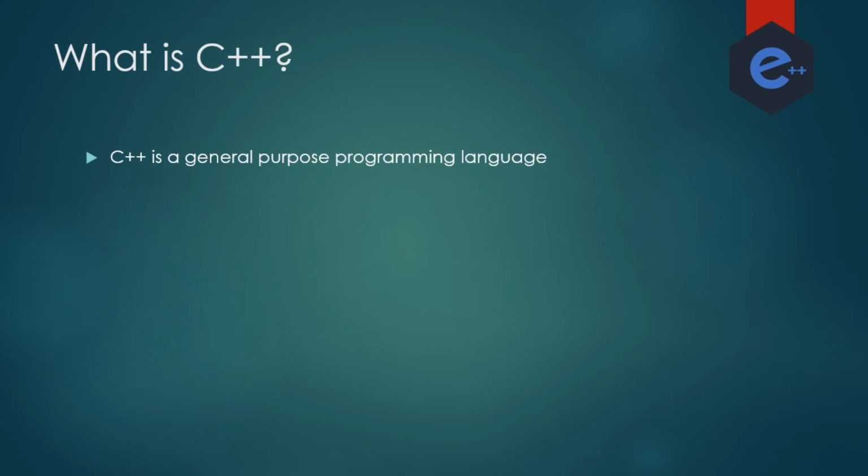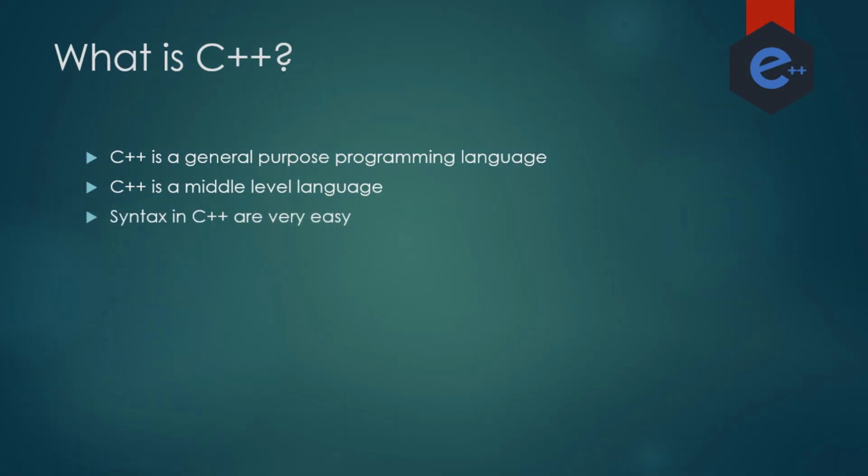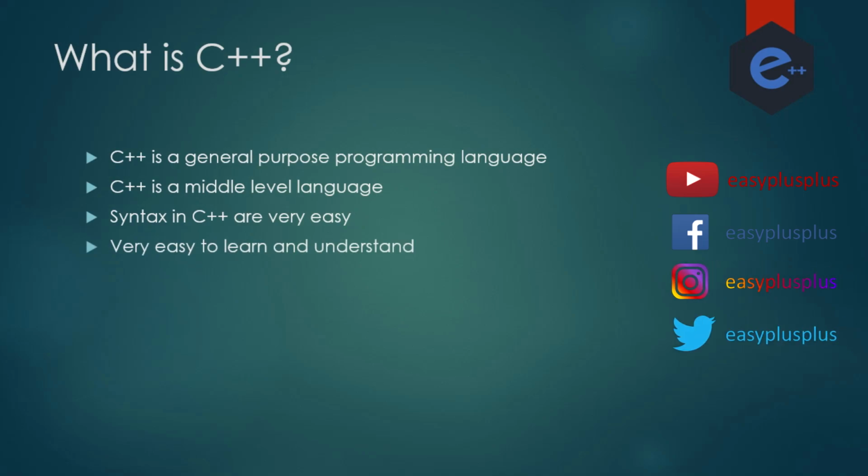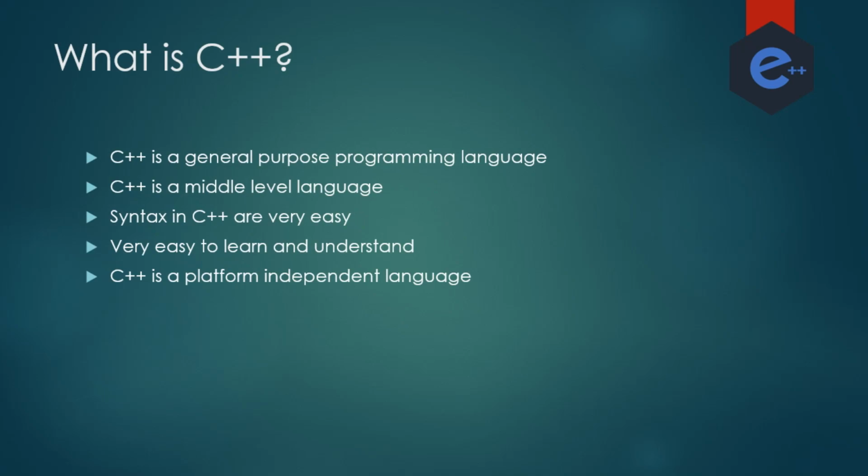C++ is a general-purpose programming language. General purpose means which we use to solve our daily life problems. C++ is a middle-level language. Its syntax is very easy to learn. So, a C++ program can easily be understood. C++ is a platform-independent language, which means it can be run on any platform.